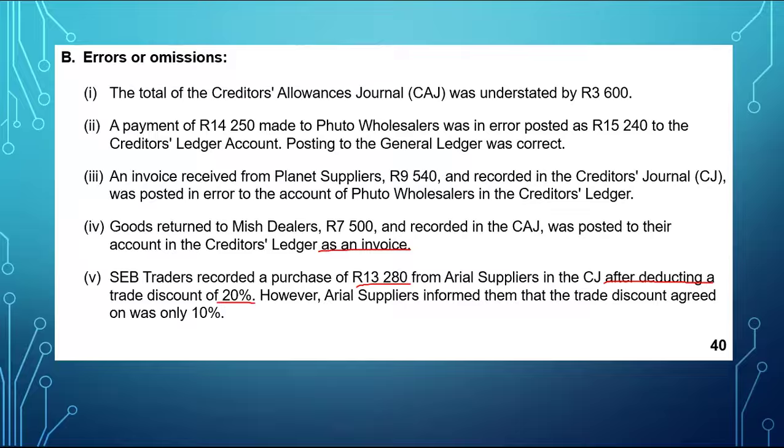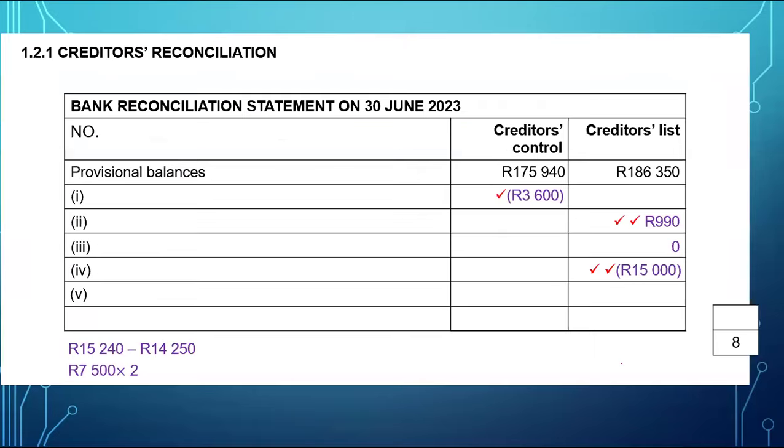We first have to find the full amount before the trade discount was deducted. Please note that that 13,280 is at 80%. So what I'm going to do is to take that 13,280 multiplied by 100 to get the full amount before the discount was taken out, and divide it by 80. You multiply by what you want, you divide by what you have. So these goods that we purchased, they cost us 16,600.